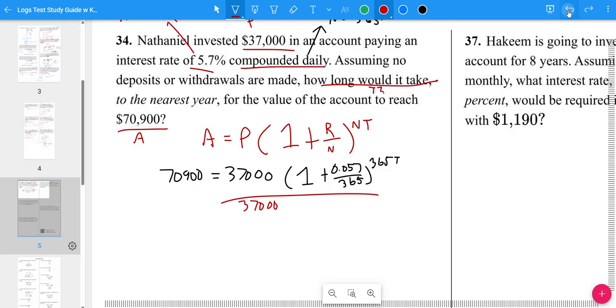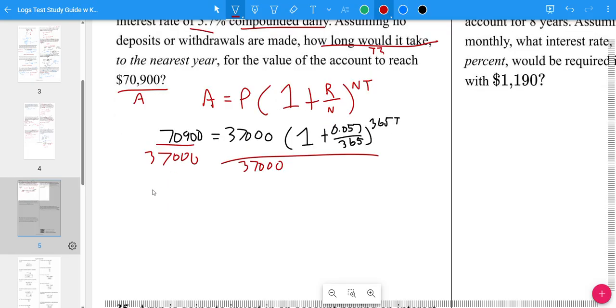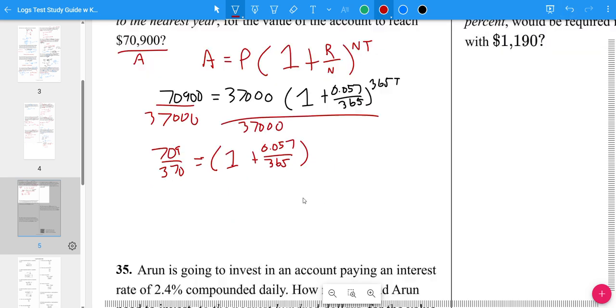Oh, too many zeros. Just making sure. Yep. I would just leave this like this for now, because this is going to give you a really ugly decimal. So I would not actually combine this guy. I would just leave it like this. It's going to look ugly, but that's okay.